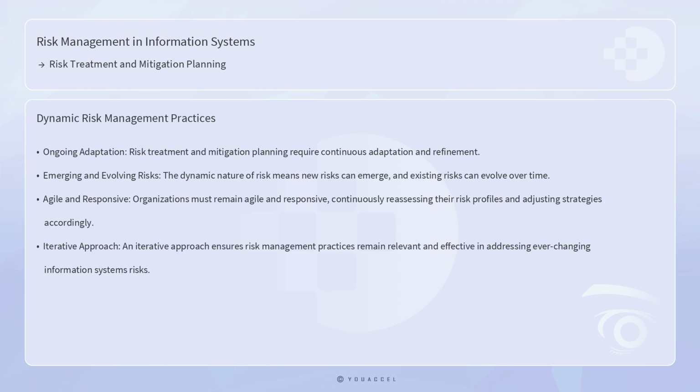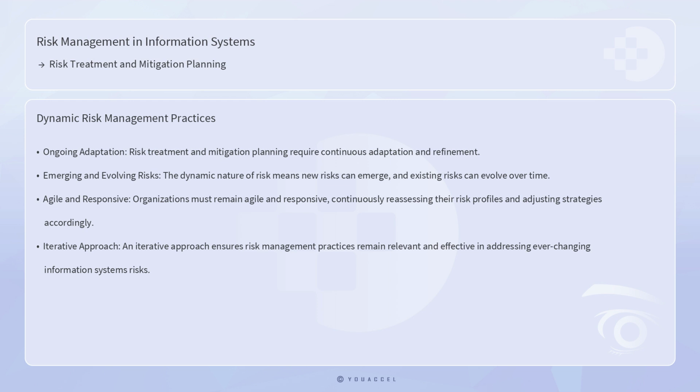It is also important to recognize that risk treatment and mitigation planning are not static processes, but require ongoing adaptation and refinement. The dynamic nature of the risk environment means that new risks can emerge and existing risks can evolve over time. Organizations must remain agile and responsive to these changes, continuously reassessing their risk profiles and adjusting their mitigation strategies accordingly. This iterative approach ensures that risk management practices remain relevant and effective in addressing the ever-changing landscape of information systems risks.